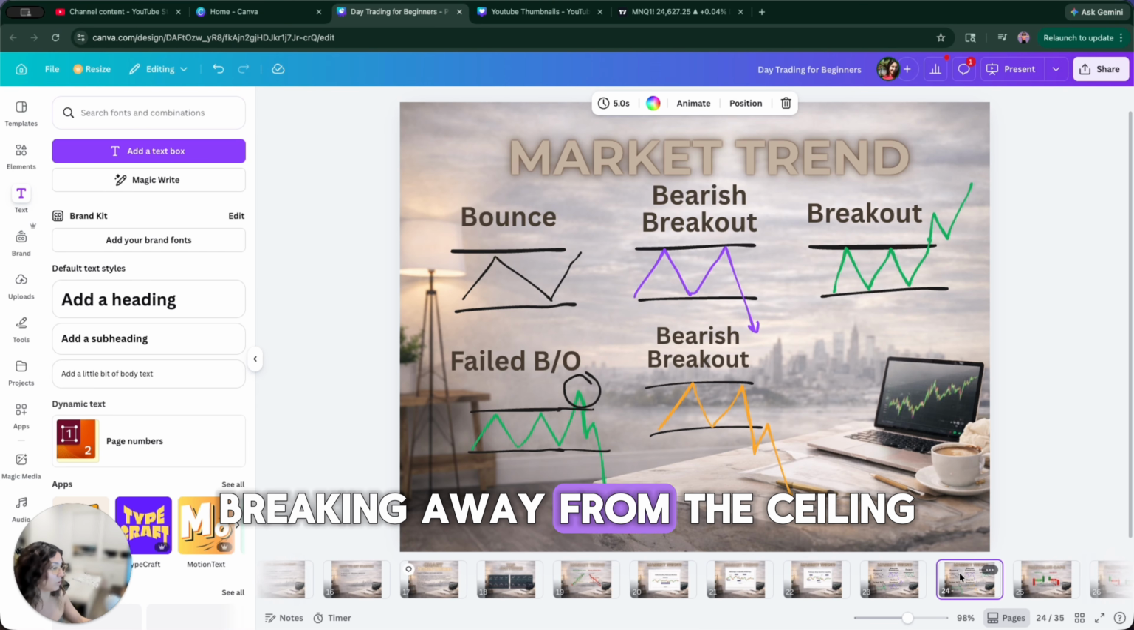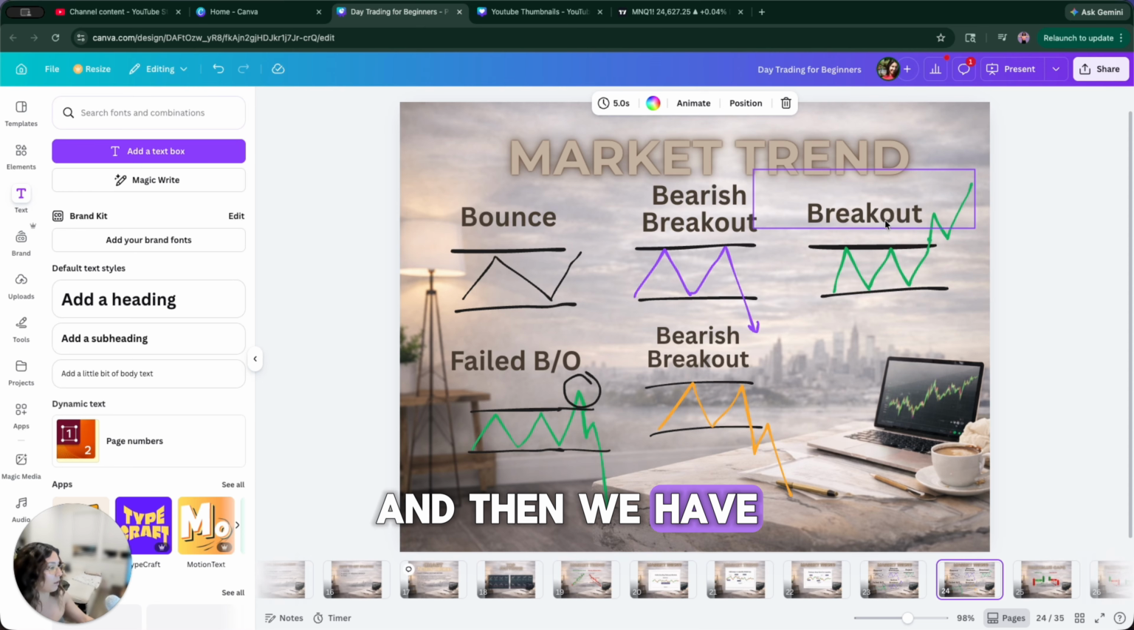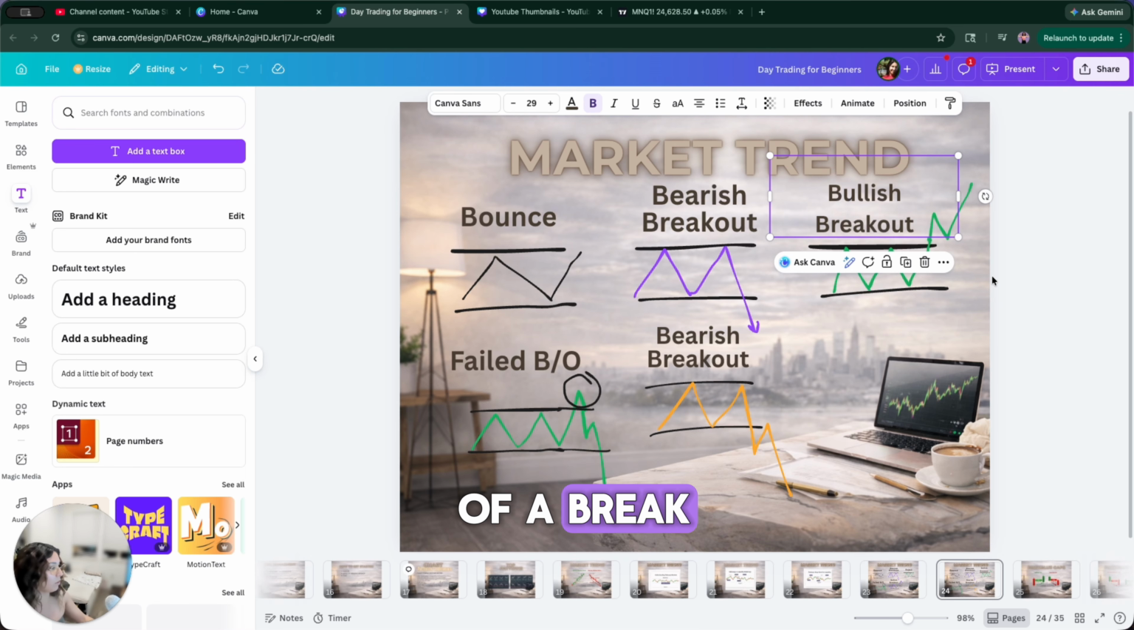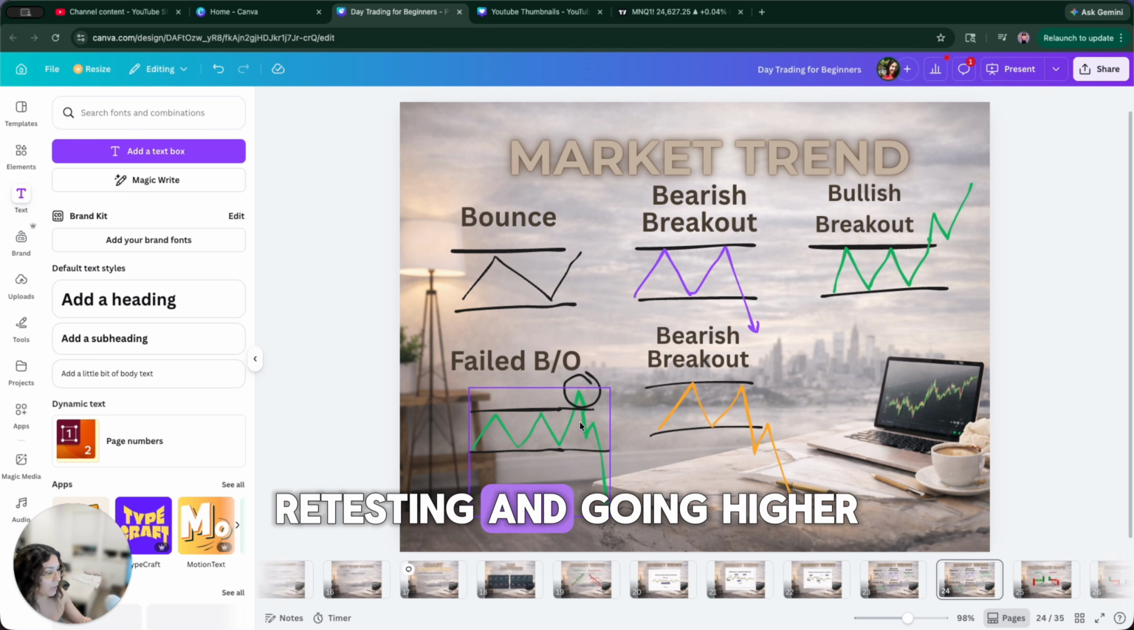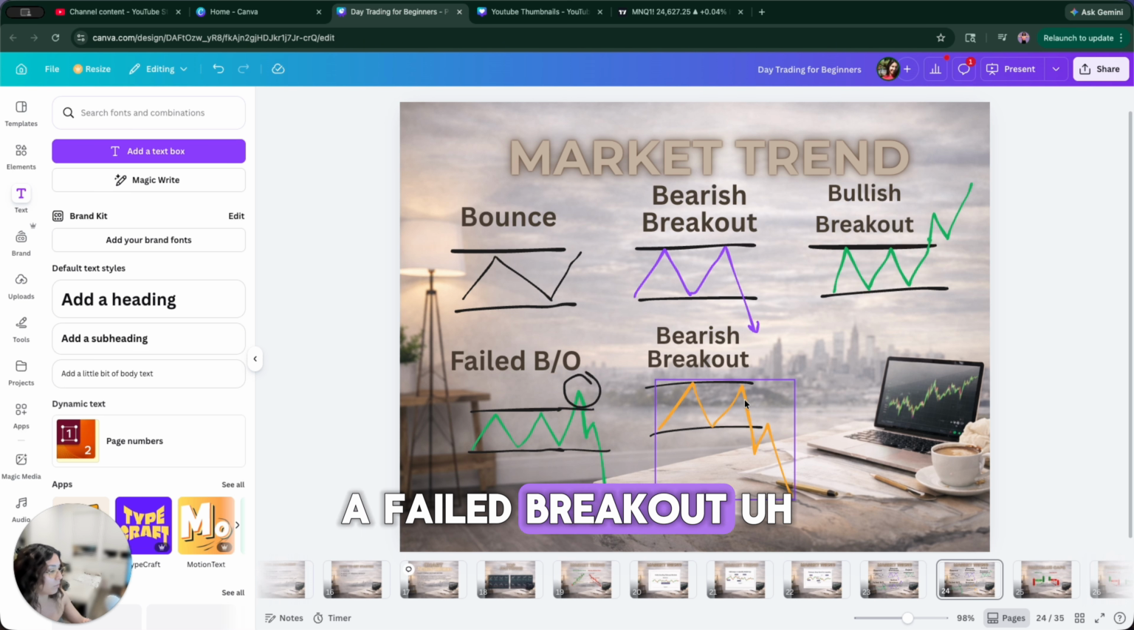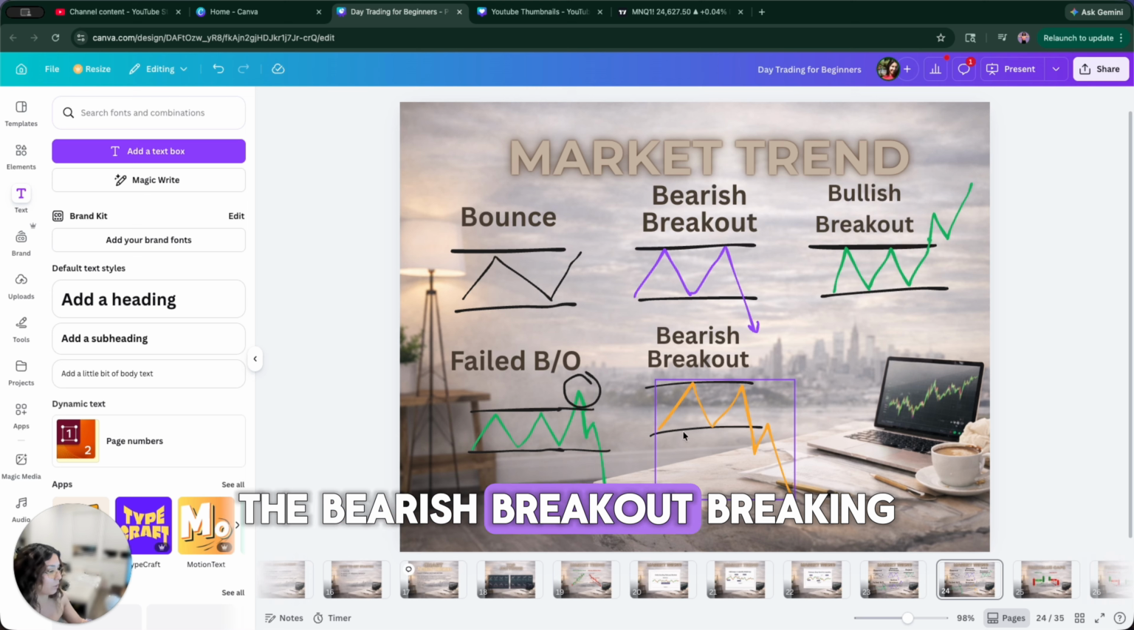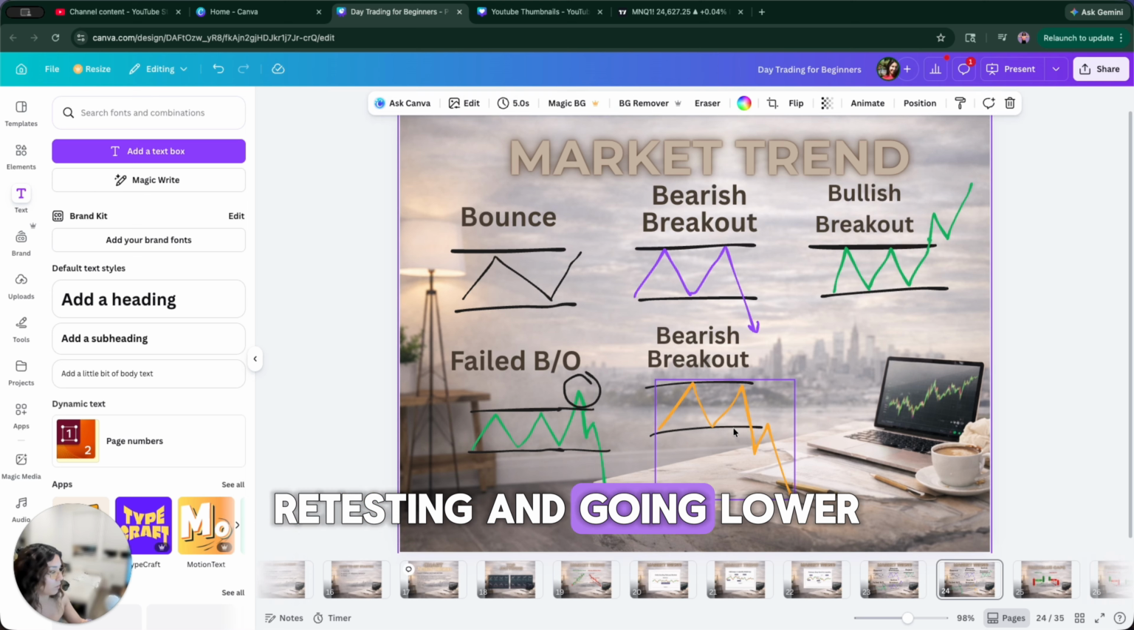Bullish breakout, breaking away from the ceiling, and then we have the two scenarios here of a bullish breakout, breaking out of the ceiling, retesting and going higher. A failed breakout, the bearish breakout, breaking from the floor, retesting and going lower.